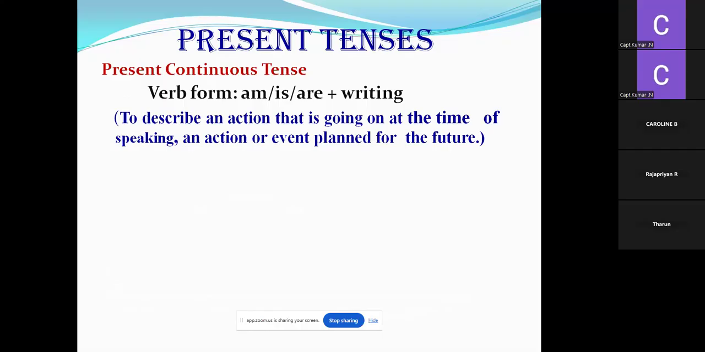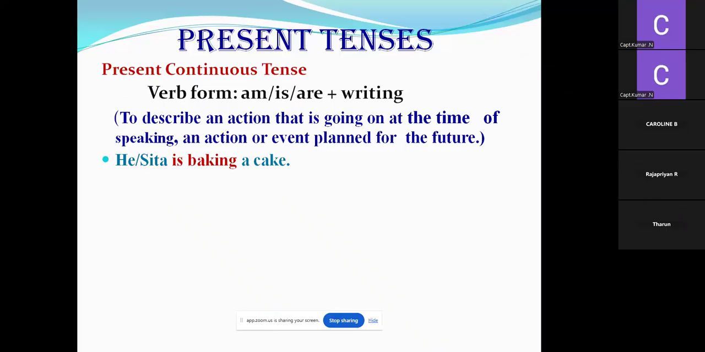When do we use present continuous tense? Present continuous tense is used to describe an action that is going on at the time of speaking, or an action or event which is planned for the future. So in these two instances we use present continuous tense. See the example.